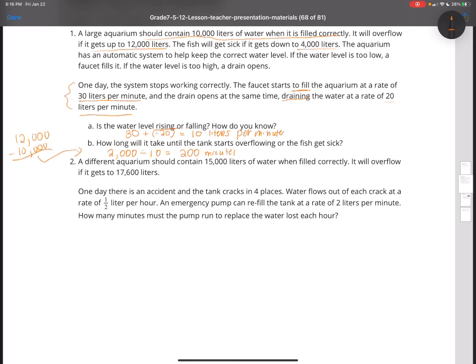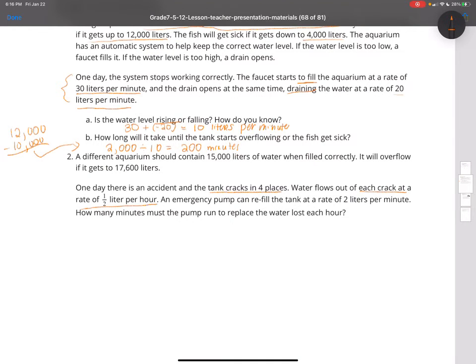How many minutes must the pump run to replace the water lost each hour? Okay, guys, sorry about that. My computer cut off. I don't know what happened, but let's get back to problem number 2. Let's start our annotations. The tank has 4 cracks in different places. Each crack has a rate of a half liter per hour. The emergency pump can refill the tank at a rate of 2 liters per minute. How many minutes must the pump run to replace the amount of water lost each hour?